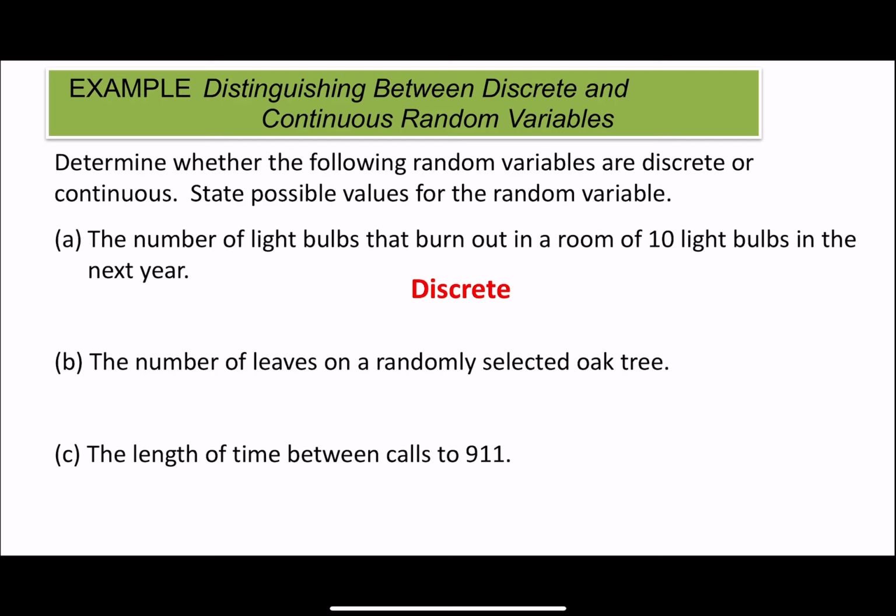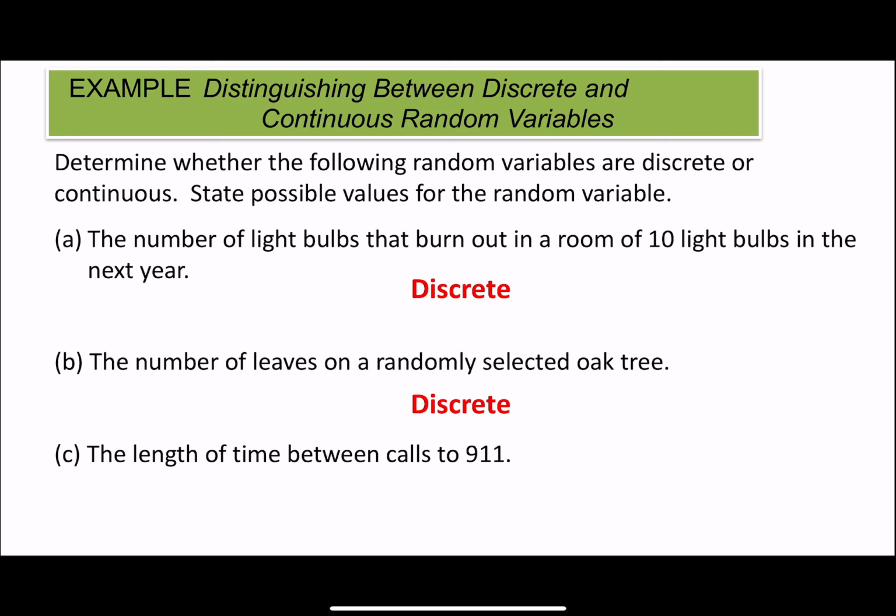The number of leaves on a randomly selected oak tree. Now I guess you could probably make an argument for continuous, but this is discrete. The reason I say you might be able to make an argument for continuous is because if you're counting the leaves as they grow, as not a complete leaf, maybe when it first sprouts it's 0.1, and then as it grows, but we're not really talking about the size. We're really talking about countable numbers.